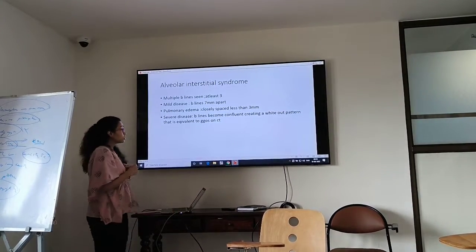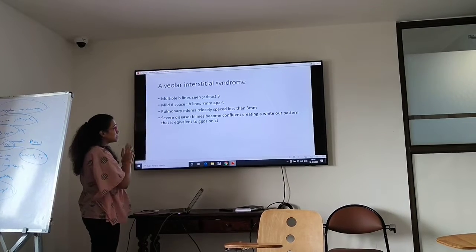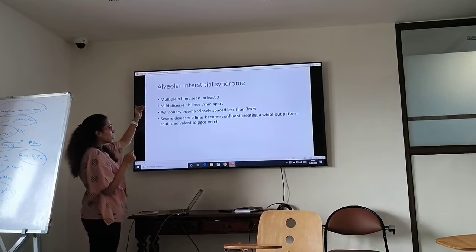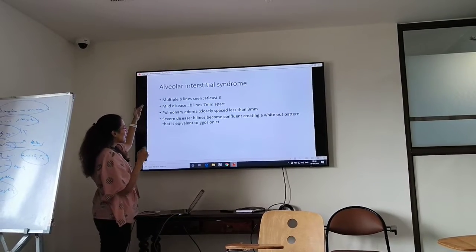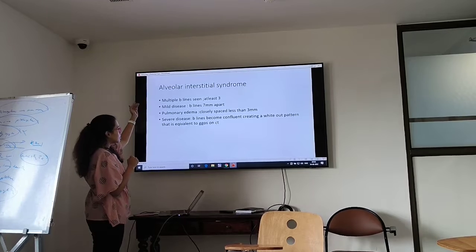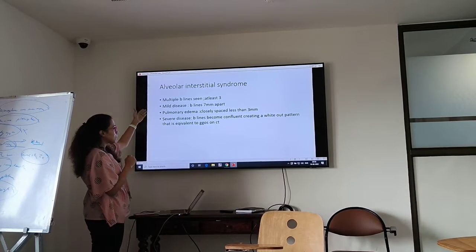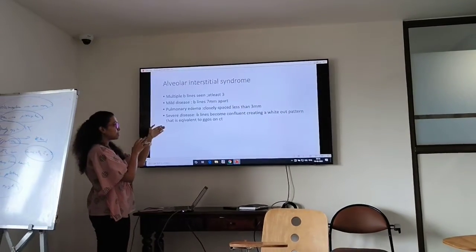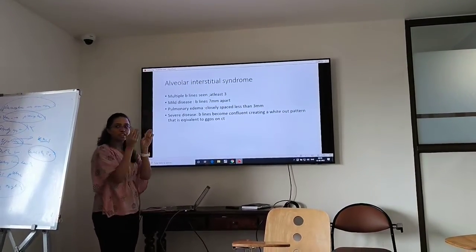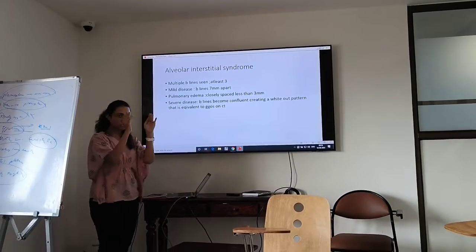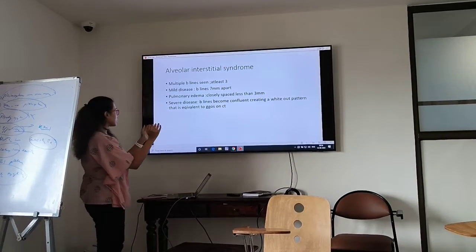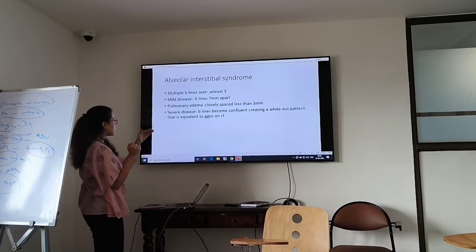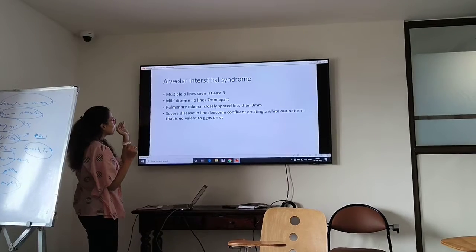Then alveolar interstitial syndrome. So it is basically multiple B lines seen, with a minimum of at least 3. On the basis of the B lines we can also categorize into mild disease and severe disease. In mild disease the B lines are 7 millimeters apart from each other, whereas in pulmonary edema they are very closely spaced, less than 3 millimeters. That means we see a lot of B lines in a particular segment. And in severe disease, B lines become confluent, creating a whiteout pattern that is equivalent to GGOs on CT.